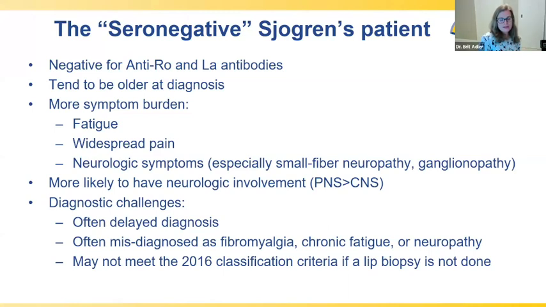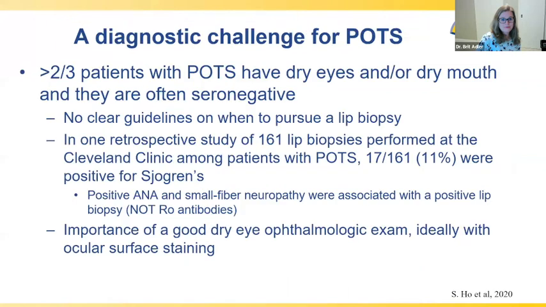And this is, like I said, the most challenging patient to diagnose because this cannot be diagnosed based off of blood work. And this leads to a lot of diagnostic delays. These patients are often misdiagnosed as having fibromyalgia, chronic fatigue, or an idiopathic neuropathy. And really, to meet the 2016 classification criteria, because they don't have Ro antibodies, a lip biopsy has to be done in order for them to meet criteria for Sjögren's.